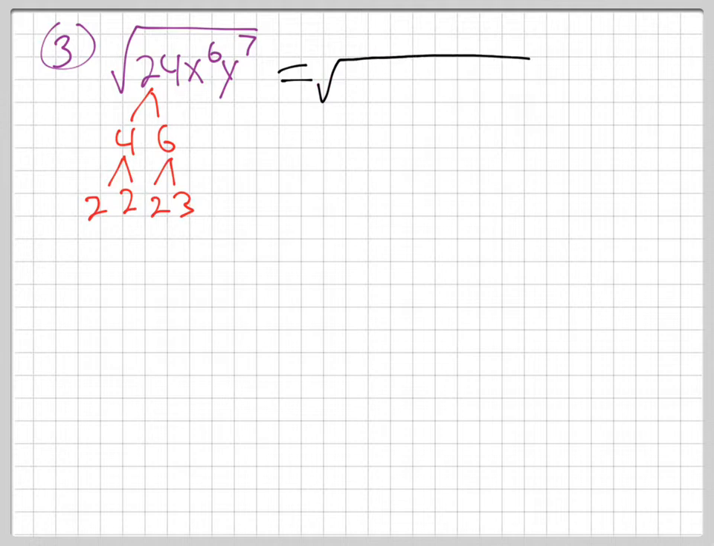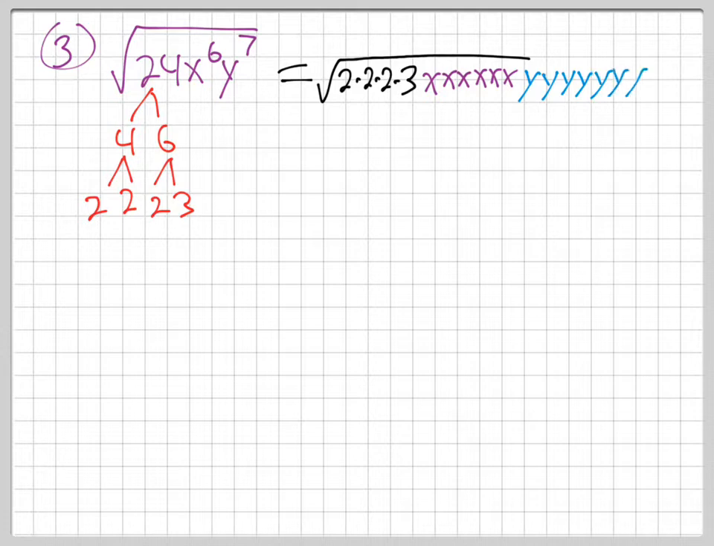So 3 2s and a 3. You can double check it on your calculator. 2 times 2 times 2 times 3 would be 24. So that's the unique DNA of a 24. And then x to the 6: 1, 2, 3, 4, 5, 6. And y to the 7th: 1, 2, 3, 4, 5, 6, 7.